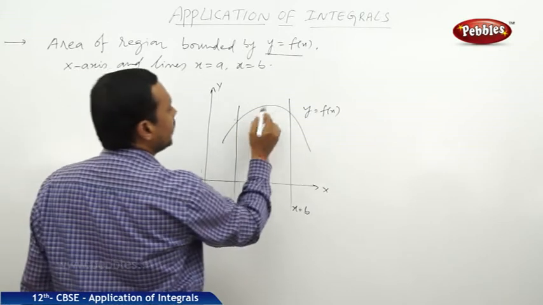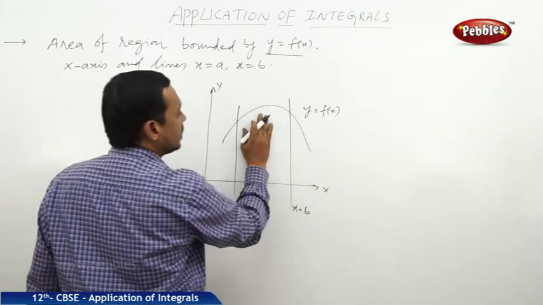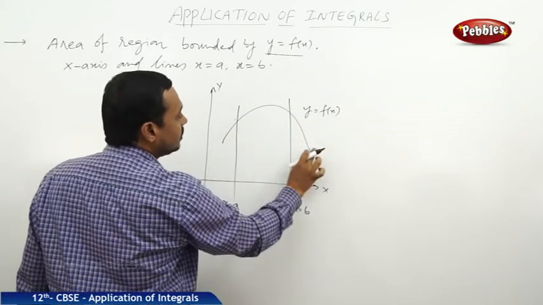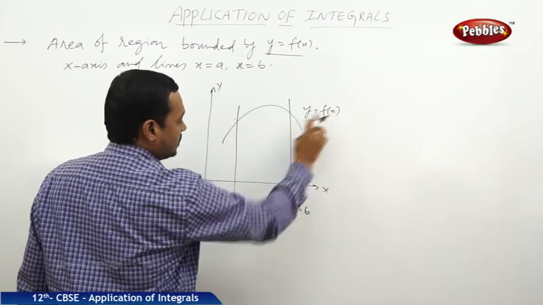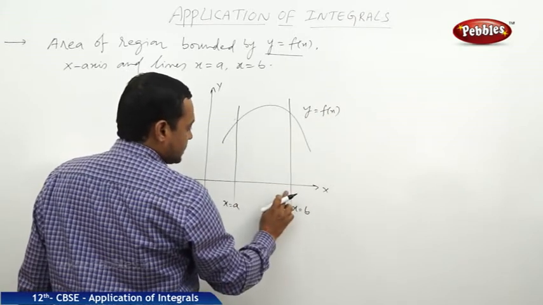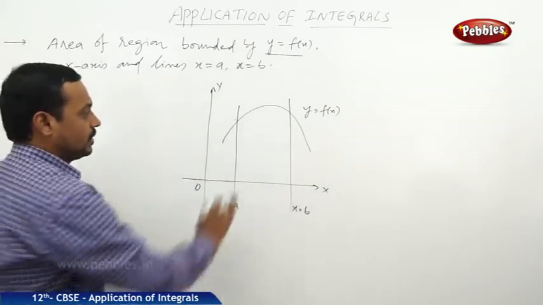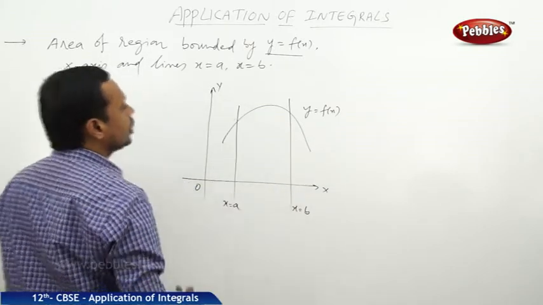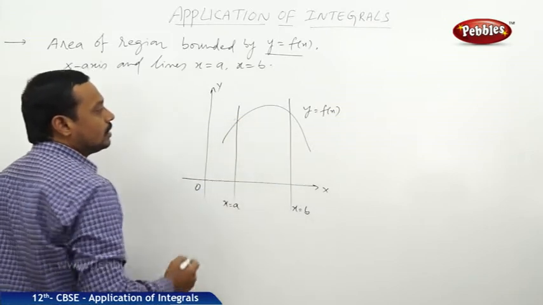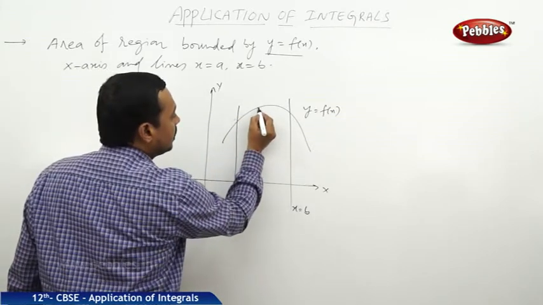Now we are going to find the area of the region bounded by this curve y is equal to f of x with the x-axis and the lines x is equal to a and x is equal to b. So this part. Now to determine the area, we just consider a strip.